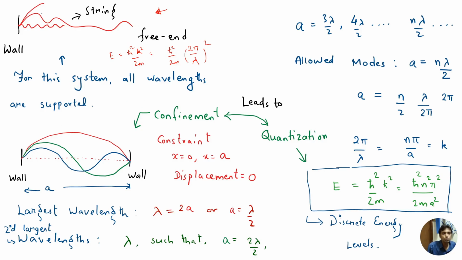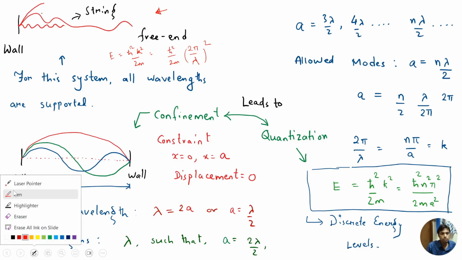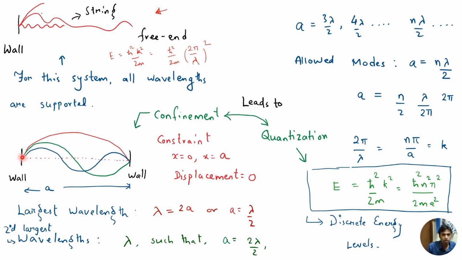On the other hand, let us see what will happen if we confine this string. So here is a wall, here you have a wall, and the string is clamped here and clamped here. Now the constraint that you have is that the displacement at x equal to 0 is 0, and the displacement at x equal to a is also 0. So here the string is clamped, and how can it oscillate? The string can vibrate like this, like a single mode, or it can vibrate like this, or like this. So these are the different modes, as long as we are keeping the displacement at the beginning and the end of the wall as 0. So that is the constraint we have now.